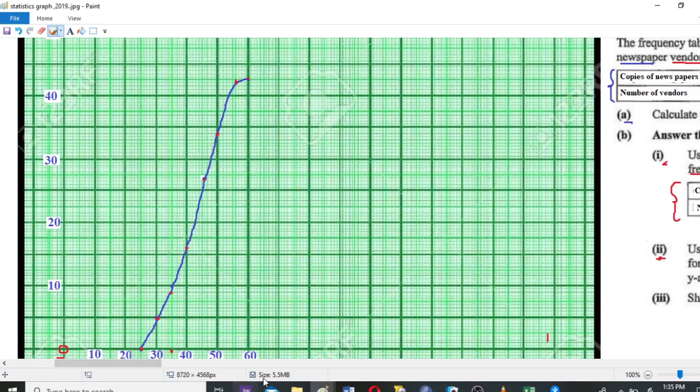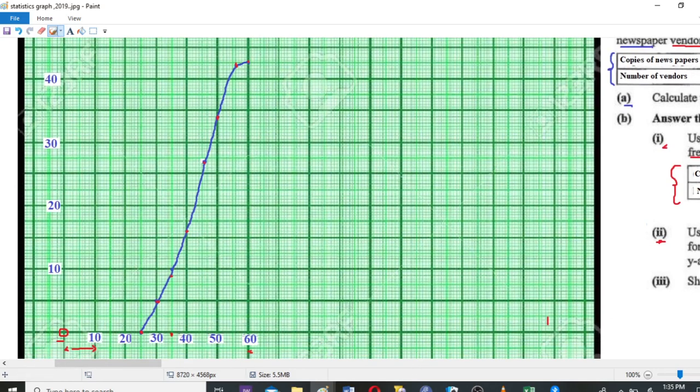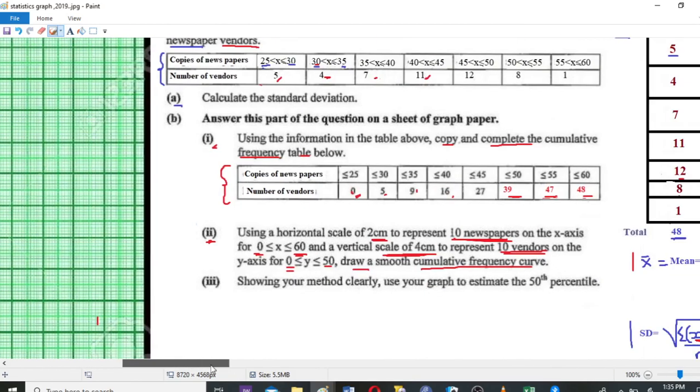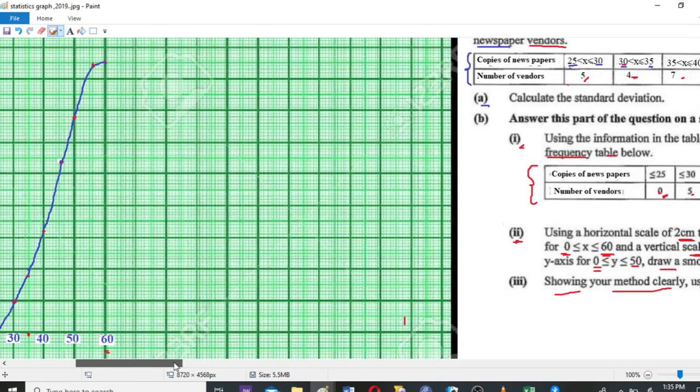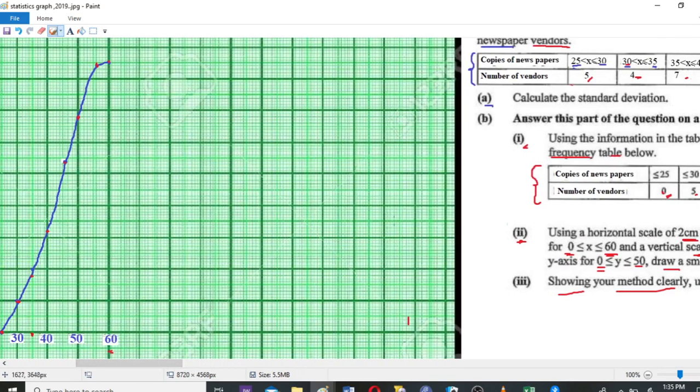So the last question that we have is right here. We are asked to show your method. Showing your method clearly, use your graph to estimate the 50th percentile. So how do we do that? We know how to find the percentile. So this is 3.